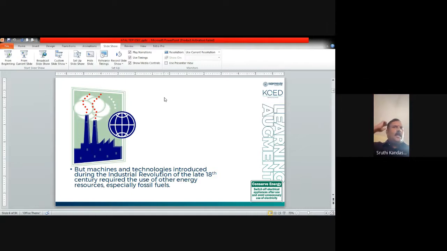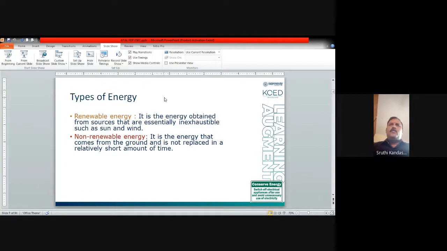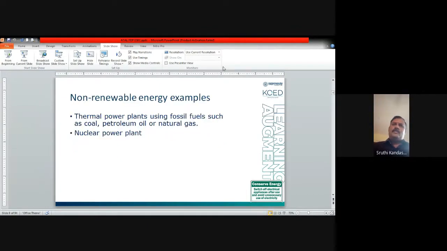Almost 80 percent of electrical utility or energy is generated through non-renewable energy sectors. Nowadays, the government of India and state governments are encouraging renewable energy sources, like solar plants, windmills, and hydro plants. The non-renewable sources include thermal power plants using fossil fuels such as coal, petroleum, oil, and natural gas. Then we have nuclear power plants. These thermal and nuclear plants have some drawbacks due to environmental pollution.